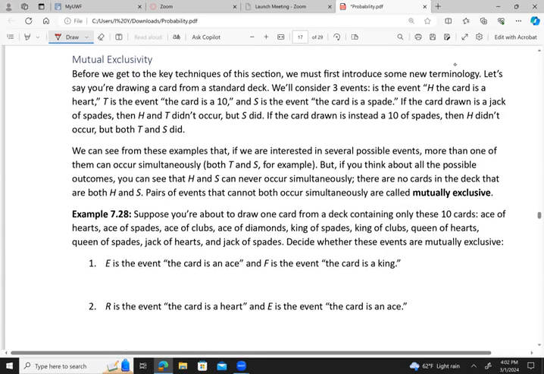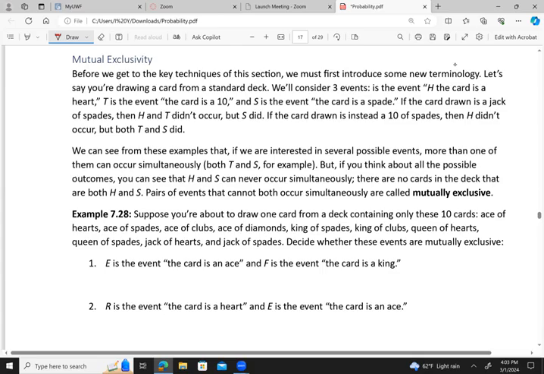You see from these examples that if we are interested in several possible events, more than one of them can occur simultaneously, both T and S, for example. But if you think about all the possible outcomes, you can see that H and S can never occur simultaneously. There are no cards in the deck that are both hearts and spades. Pairs of events that cannot both occur simultaneously are called mutually exclusive.